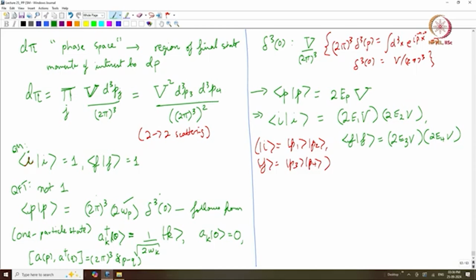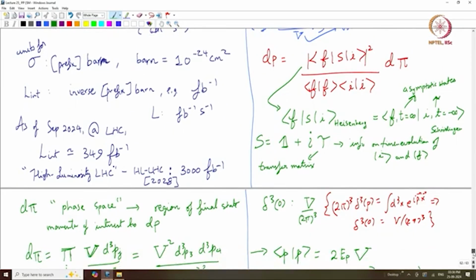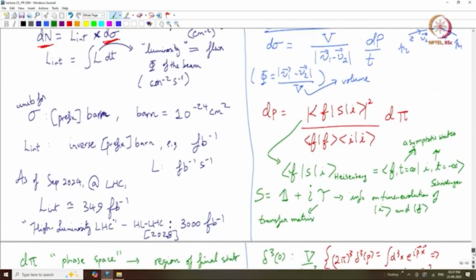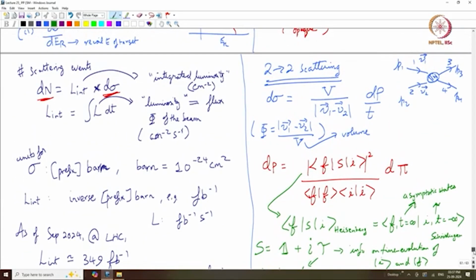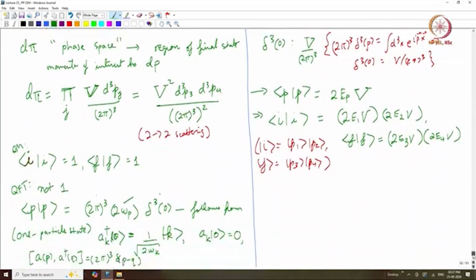Okay. So this is now actually good enough for this class. We are now going to plug in all these things back into the expression for the probability, and from there we'll derive the cross section, and we'll also see the notion of transition amplitude and the matrix element. Okay, the most important part, the matrix element and Lorentz invariant phase space. So all of this we will deal with in the next class. All right, thank you.